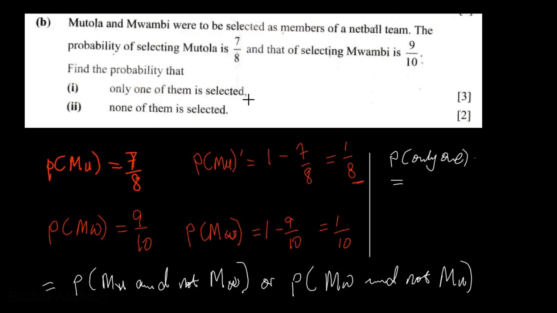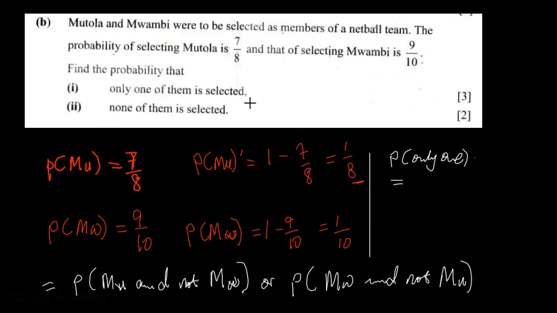The probability that only one of them is selected. I know probability can be a bit confusing, but let's just try to get it step by step. Just to summarize, we find the probability of selecting Mutola, which they gave us to be 7 over 8, and the probability of selecting Mwambi, which they gave us to be 9 over 10. The probability of not selecting Mutola means we subtract the probability of selecting him from 1, and we found that to be 1 over 8. The probability of not selecting Mwambi is 1 over 10.